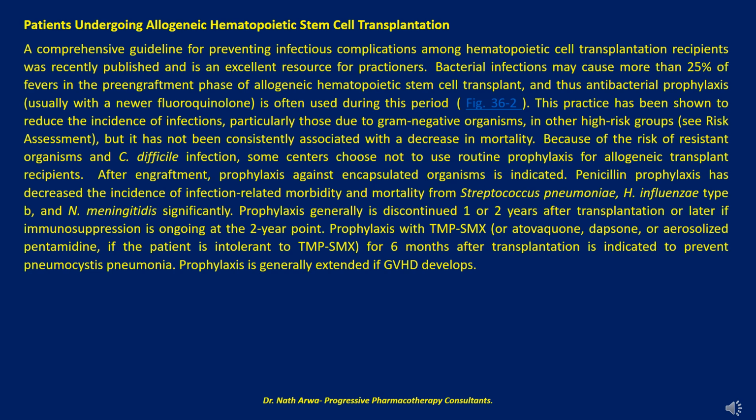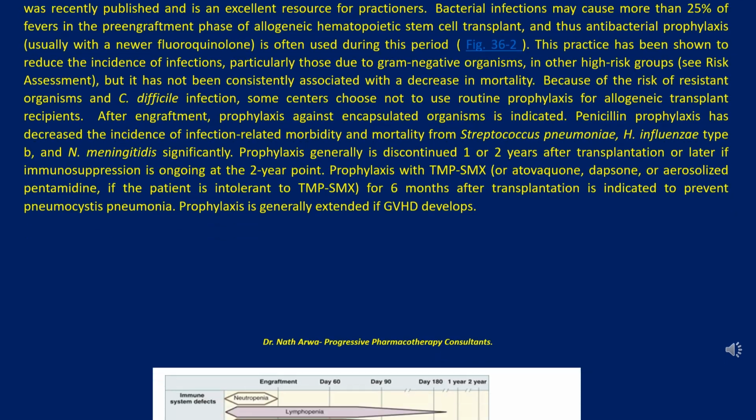Prophylaxis with TMP-SMX, or atovaquone, dapsone, or aerosolized pentamidine, if the patient is intolerant to TMP-SMX, for 6 months after transplantation is indicated to prevent pneumocystis pneumonia. Prophylaxis is generally extended if graft versus host disease develops.